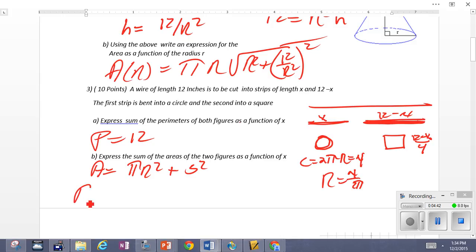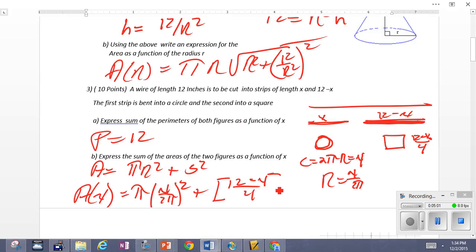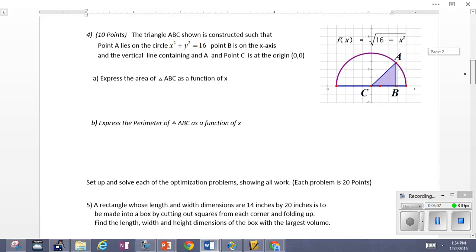So come back now, we can write a formula A in terms of x, which is going to be pi times r squared. R squared is going to be x over 2 pi. That's going to be squared. Plus the side squared, each side is 12 minus x over 4. So it's 12 minus x over 4 squared. There's your function in terms of x. Can you simplify it? Sure. Do you have to? No. Okay? All right. Here we go.